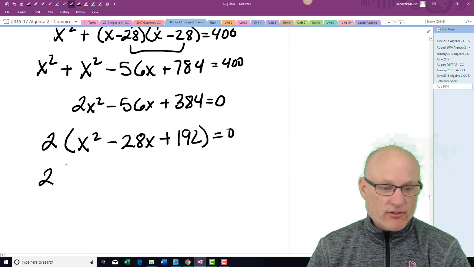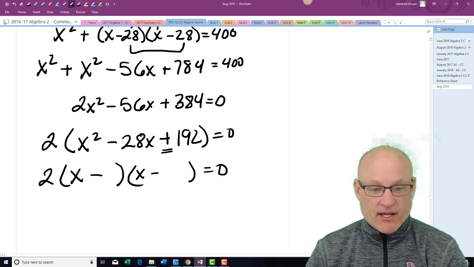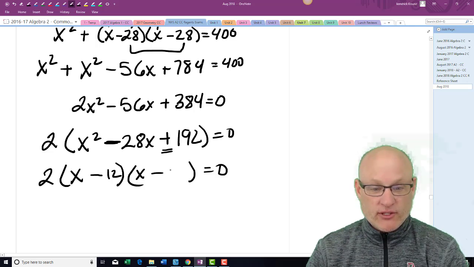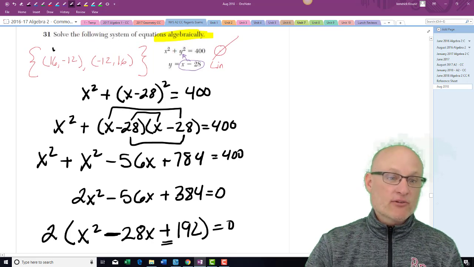Now I'm going to factor this. X and x. Now see how this is positive? That means both these have to be the same sign. And since this one's negative, they both have to be negative. So minus, and I already know it's 12 and 16. How do I know that? Look at my x values. My x values are 16 and 12.